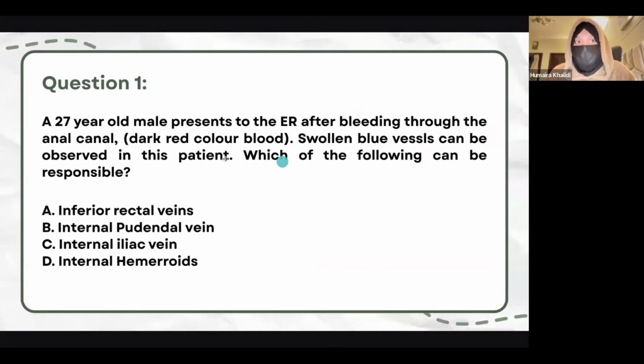Here's the first question. A 27-year-old male presents to the ER after bleeding through the anal canal, dark red colored blood. Swollen blue vessels can be observed in this patient. Which of the following can be responsible? He's noticed bleeding in his stool, basically. So what is it going to be? I'm going to give you guys 3 seconds or you can pause it. 3, 2, 1. It's going to be internal hemorrhoids, okay?